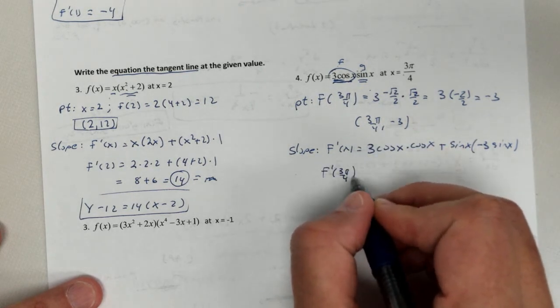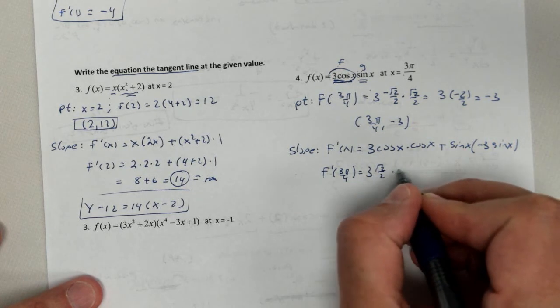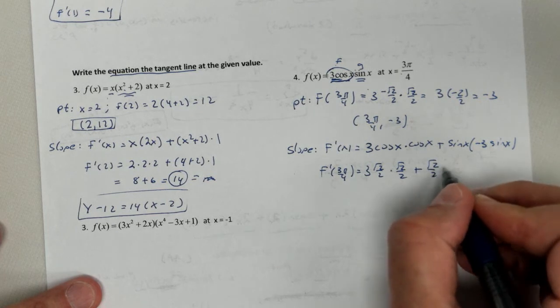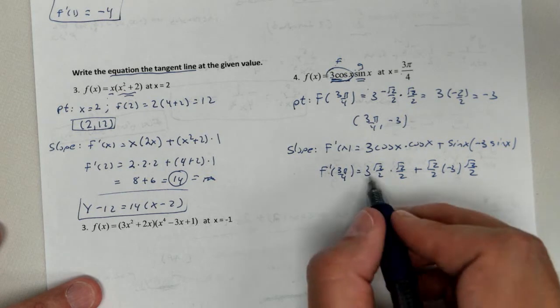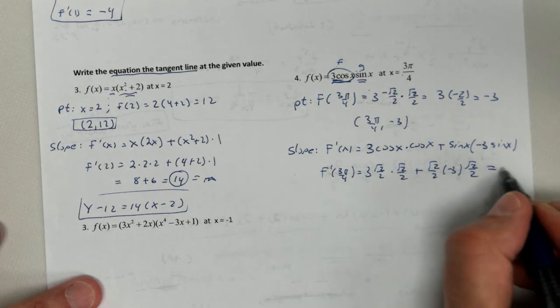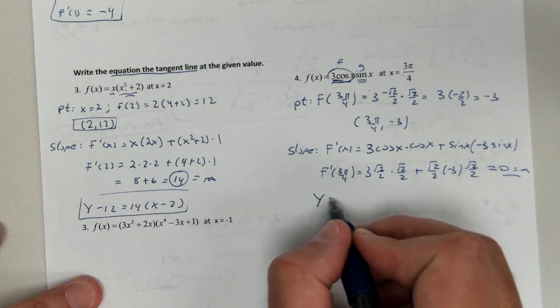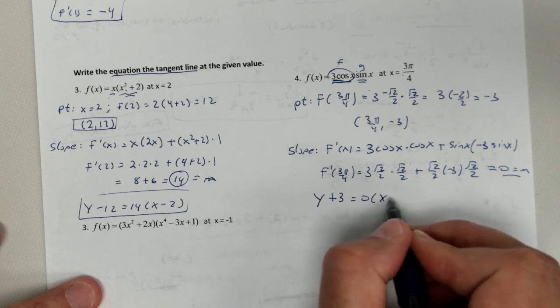To get your slope, 3 times this is just going to be root 2 over 2 times root 2 over 2. Plus, this is root 2 over 2 times negative 3, and again, another root 2 over 2. So if you notice, these are all exactly the same. They're just opposites, so that's 0. So there's my slope. So I write my tangent line, y plus 3 equals 0 times x minus 3 pi over 4.